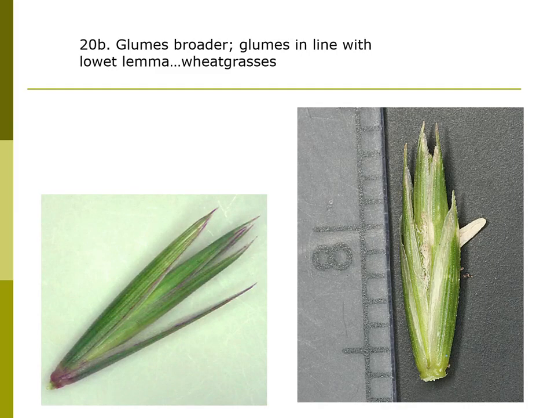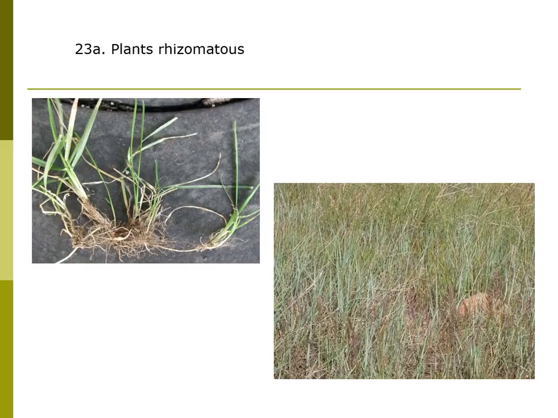So now we've backed up and we're going to look at plants with broader glumes, so more leaf-like, more similar to a regular lemma, and that midrib of the glume lines up with the midrib of the next lemma above it. So this is going to be the true wheatgrasses. So we'll look at some rhizomatous wheatgrasses first.